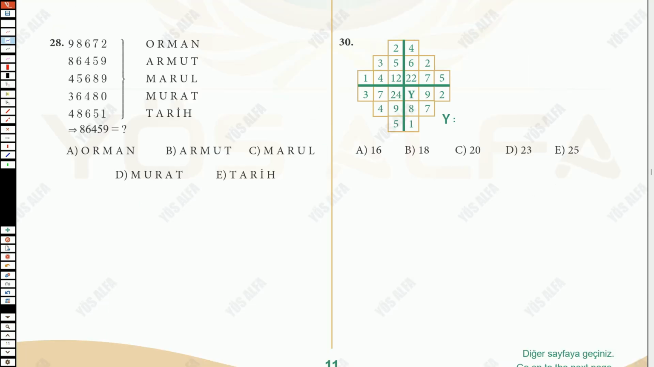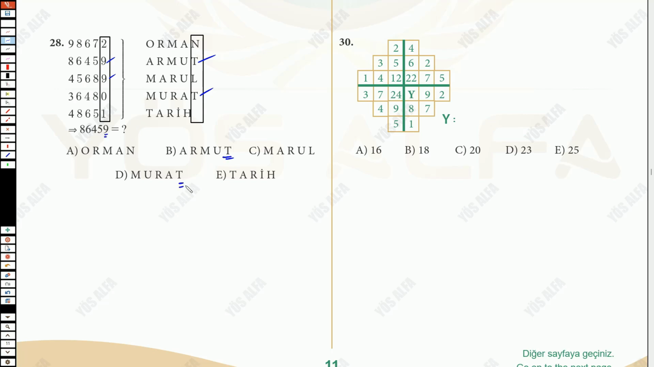Number 28. It's a password problem again. So we're going to use the column check just like before. I'll start with the last column. In the last column, there are 2 digits that are repeating, so there should be a repeating letter. So in fact, it's T. So T has to be 9. So T is 9, so our answer should be ending with T.